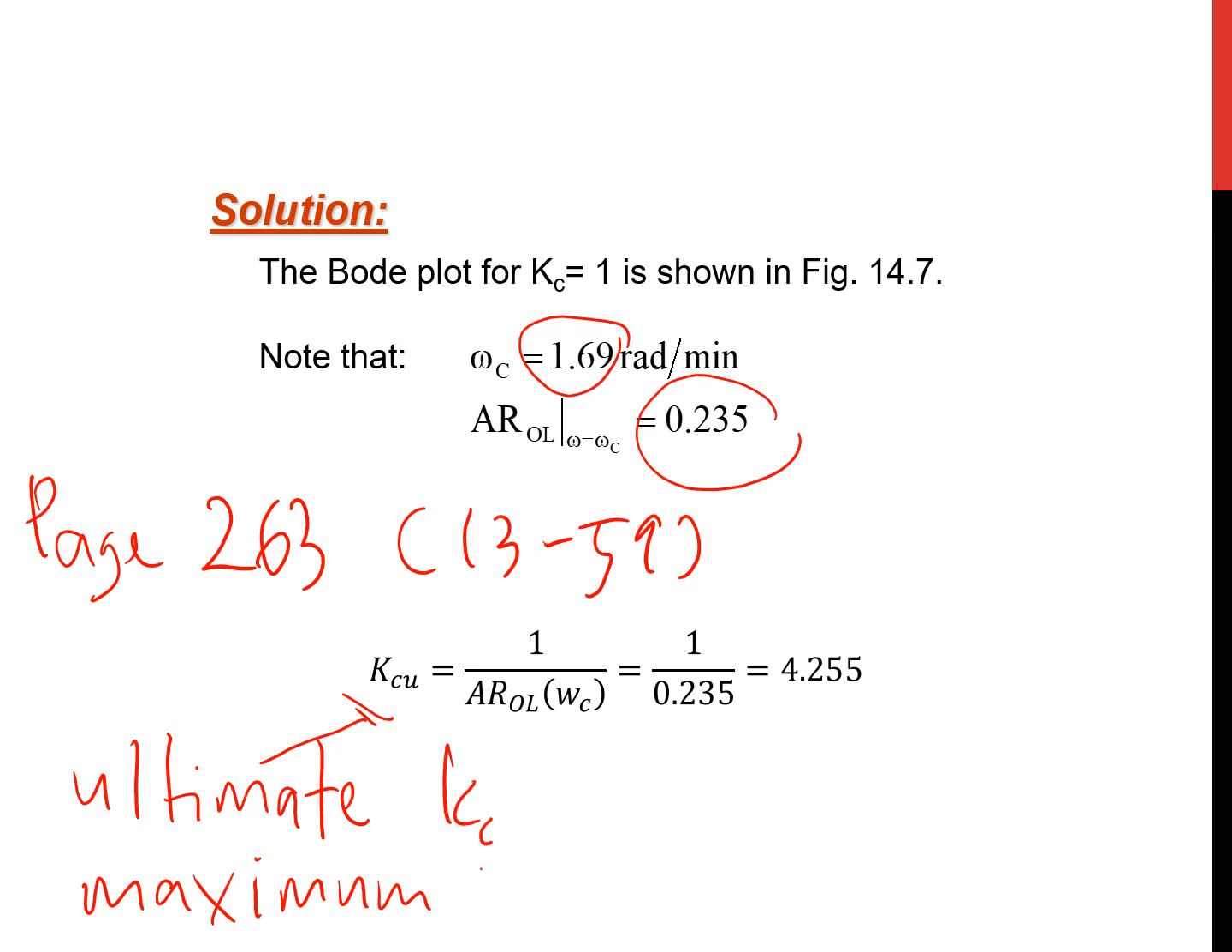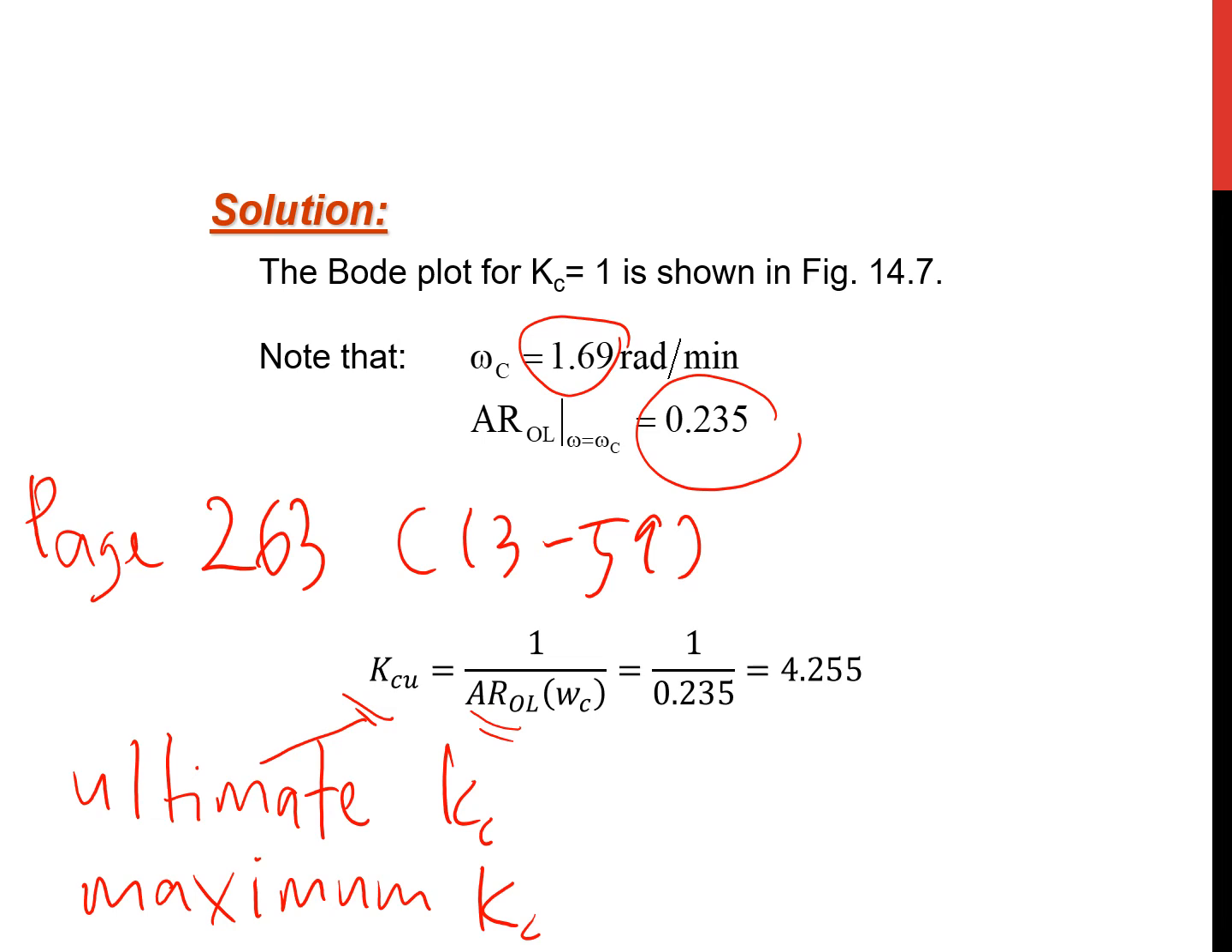Ultimate KC, maximum KC, the ultimate KC value. The maximum KC value is the same thing in this case. It shows you the maximum value before the process becomes unstable. The formula is 1 divided by AROL at WC. This one is not multiplied. AROL at WC is 0.235, so the formula equals 1 divided by 0.235, which is 4.255.